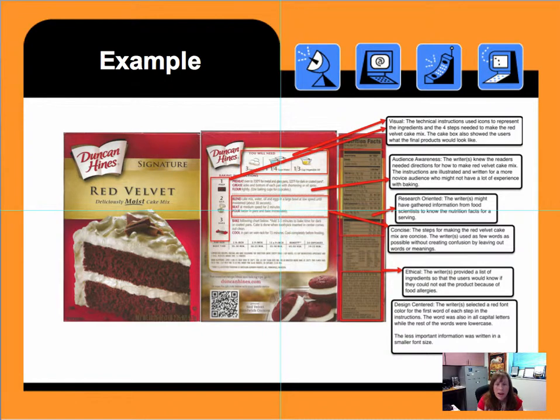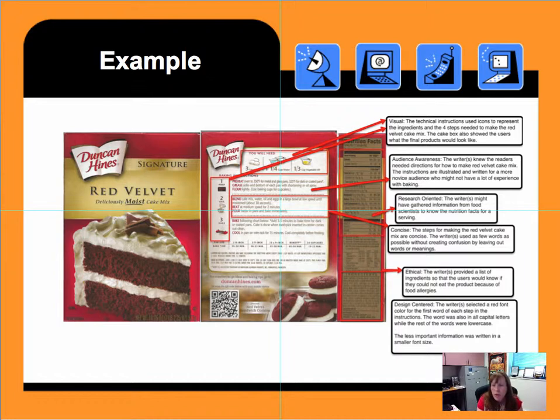Now let's take a look at an example of how an everyday household product, like a red velvet cake mix box, can show these different characteristics of technical and professional communication. This cake mix box shows instructions that use icons that represent the ingredients and the 4 steps needed to make the red velvet cake mix. The cake box cover shows the final product, and what that product would look like.